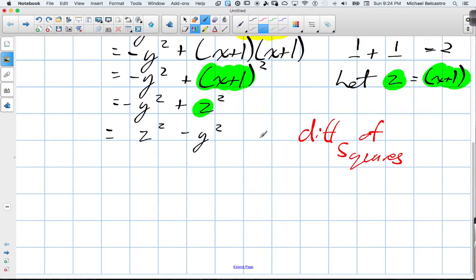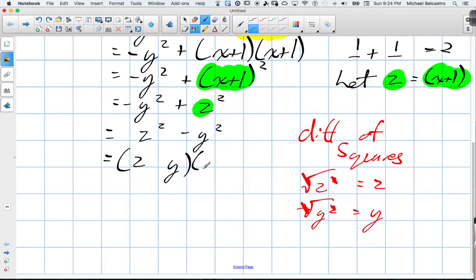Yeah? Okay. So if we're going to do a difference of squares here, we're looking for the square root of z squared. What does that equal? And we need the square root of y squared. Well, essentially, the square root and the power of 2 are canceling out. So the square root of z squared is z. The square root of y squared is y. So I'm left with z and y when we do difference of squares. And then we just have a plus and a minus in our brackets.